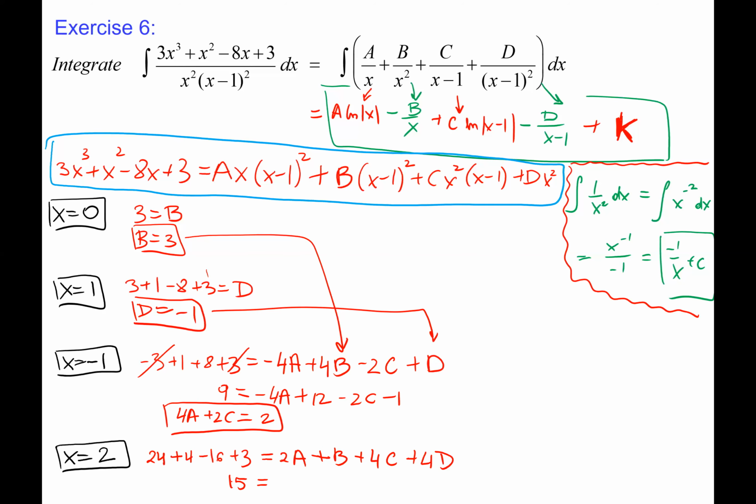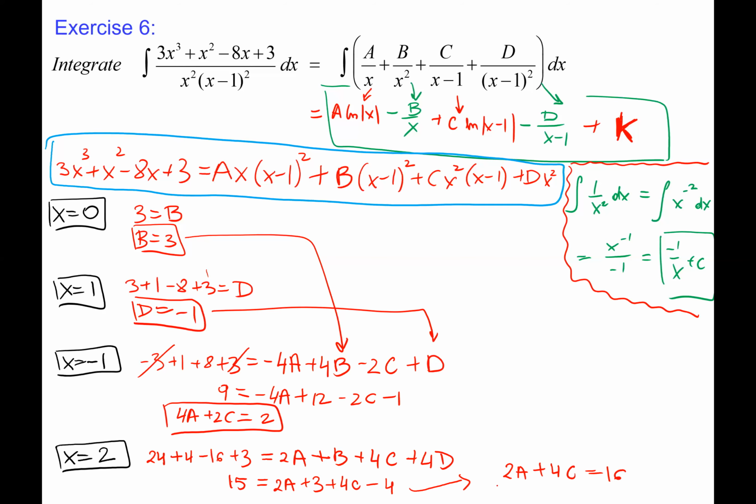Okay, and now 2a, b is 3, I can put 3, c, we don't have it, c, and d is -1, -4. That means what we will have? We will have 2a plus 4c, which I'm on this side, and this is -1, but I will add to both sides 16.